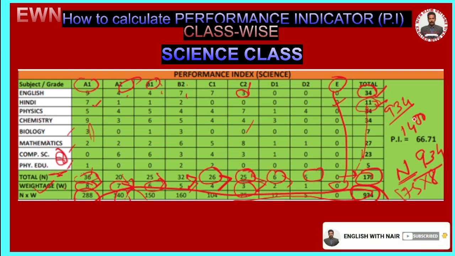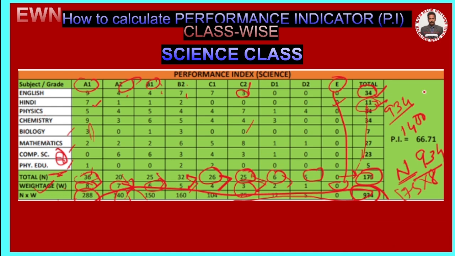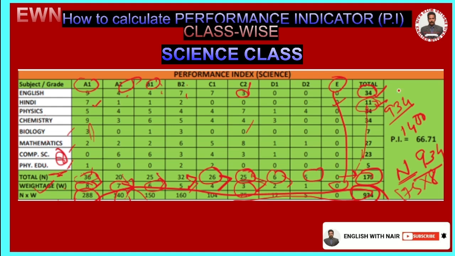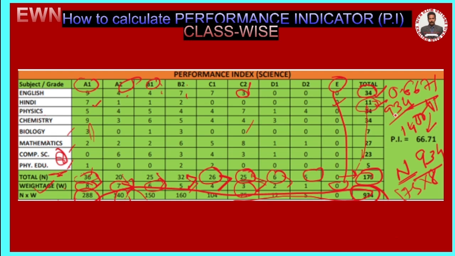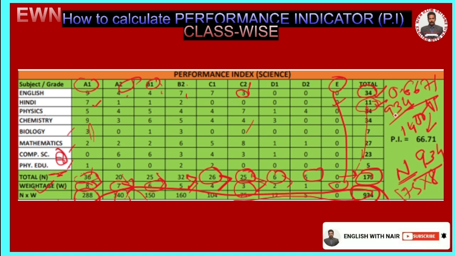1400. So 934 upon 1400, that is equal to, we may get 0.6671. That is, if we multiply by 100, then we get 66.71. So 66.71 is the percentile, the performance index, right?